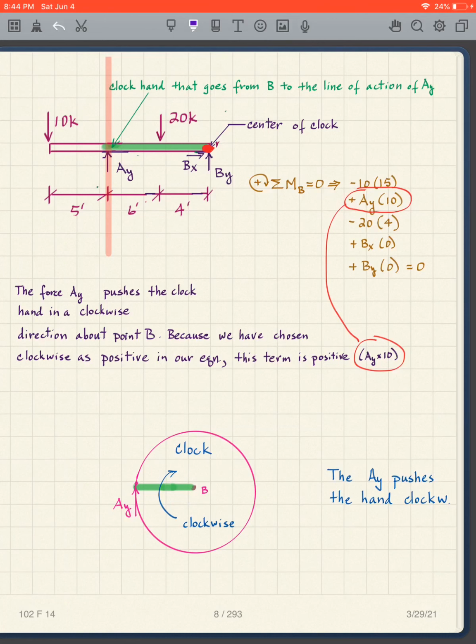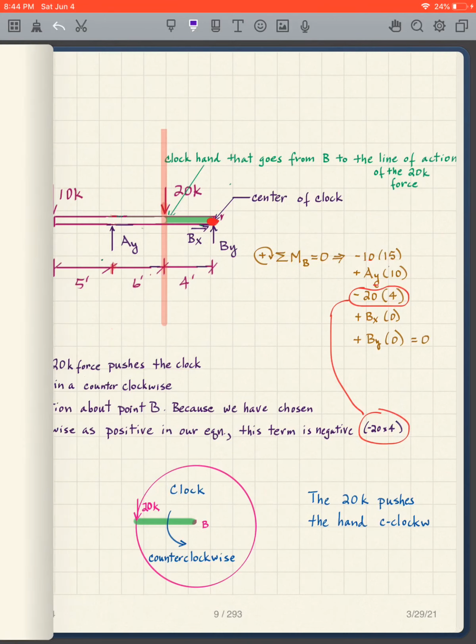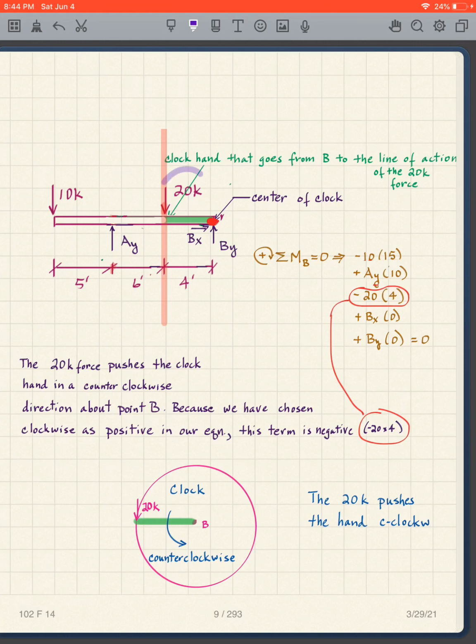So now, what do we do with the 20 kip load? Well, we've got BY again. There's our force going down. So here's our clock. Point B is at the center of the clock. There's the hand. There's the 20 kip. It goes counterclockwise, so it's going to be negative. So it's going to be 20 times 4, but negative. So negative 20 times 4 when we look into our equation.